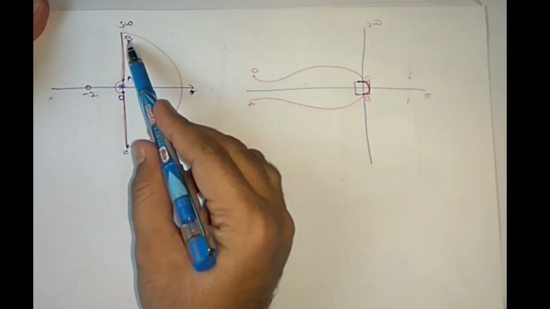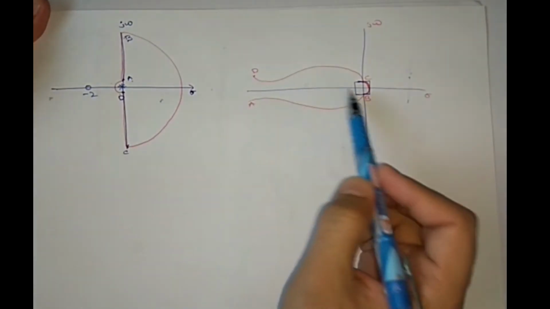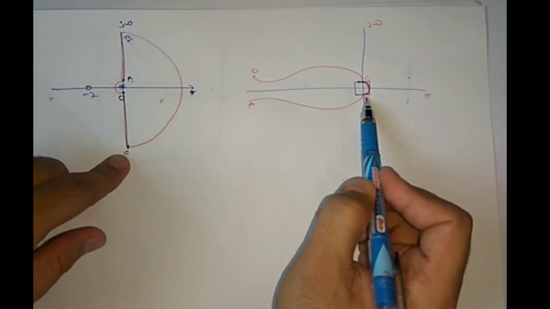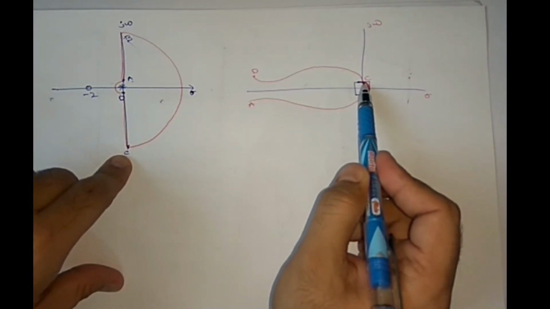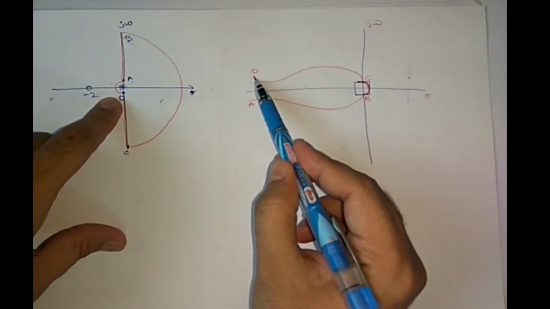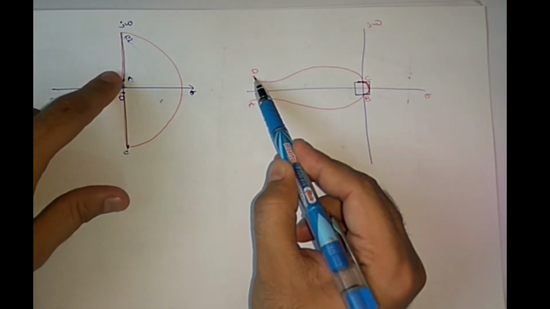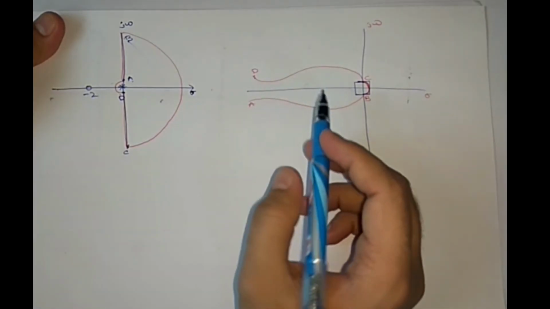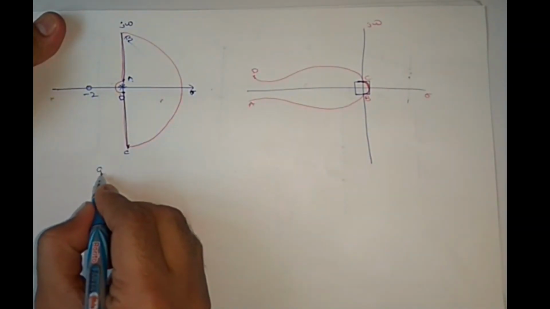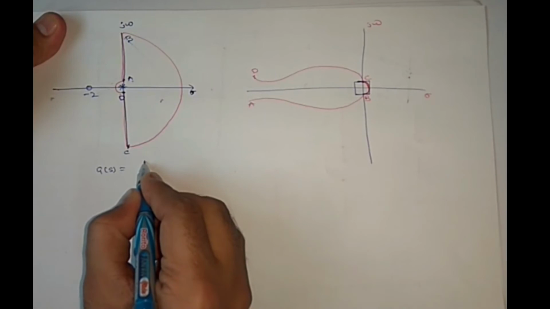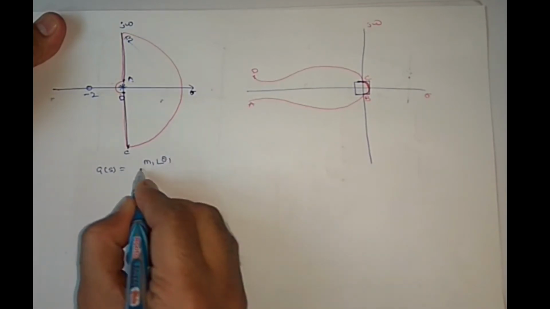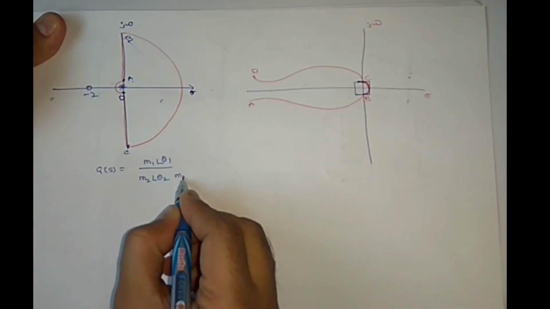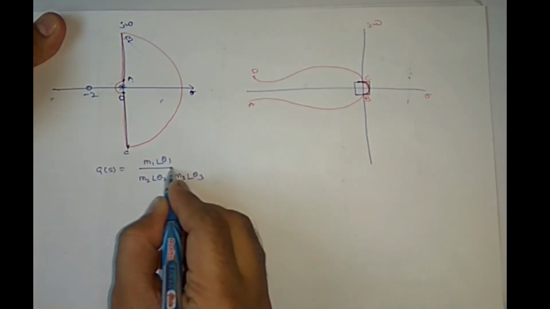So A to B is the same for both, right? A to B is the same. And B to C is here, left or right, the same plot only, right? And C to D is the same. Only D to A will vary, right? So let us draw D to A, how it will be. We already see G of S equal to here, we have M1 angle theta 1, M2 angle theta 2, M3 angle theta 3.